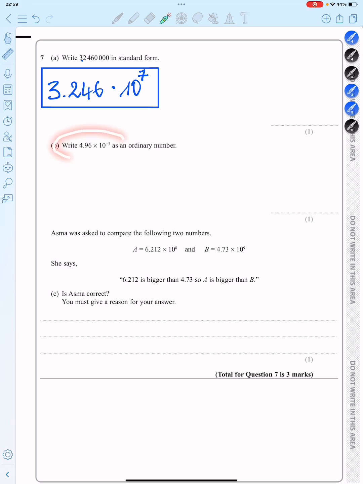So we need to write this as an ordinary number. As you can see here, we have 10 to the power -3. It means this dot is going backwards. So we're going to write 4.96 and then we go backwards 3 times because we have 10 to the power -3. So we're going to do 1, 2, 3 and that.